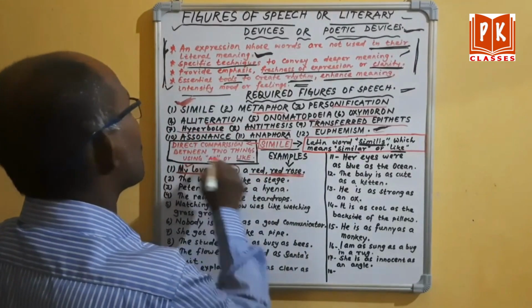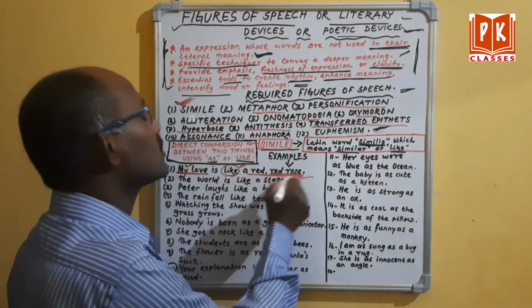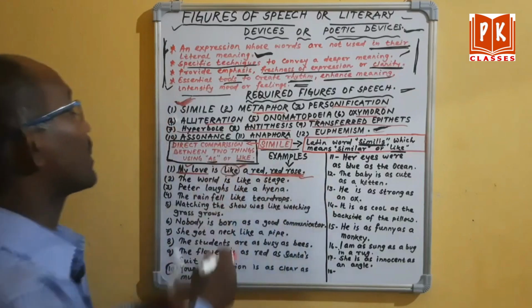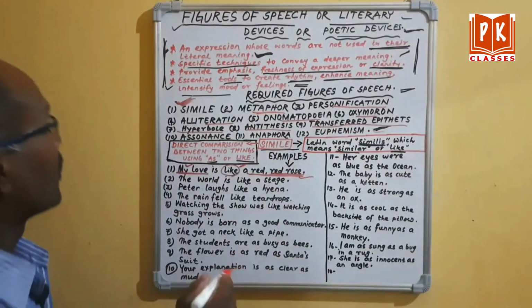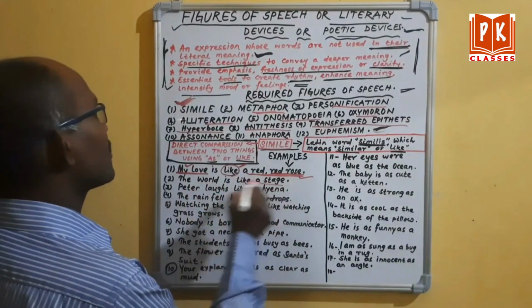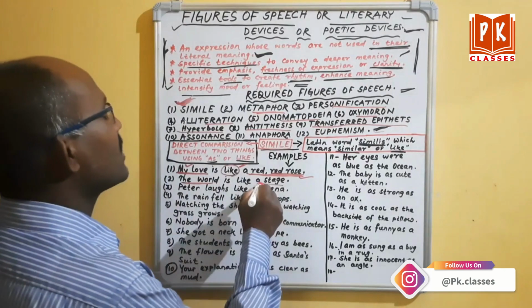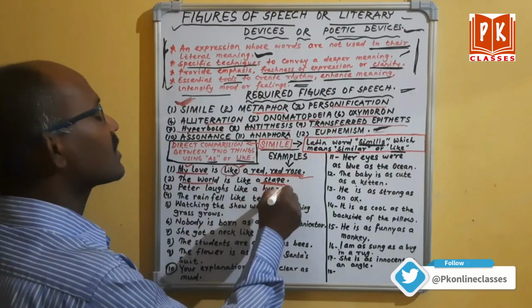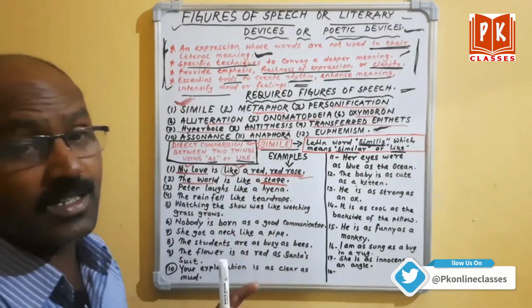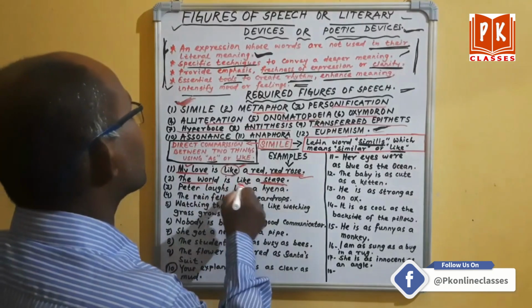My love is compared with a red rose, and here "like" is used. So "red rose", you can say it is a simile. It is a direct comparison. My love is compared with a red rose. Then, the world is like a stage. The world is one kind of object, and a stage is another kind of object. The world is compared with a stage. Then the world is not a stage. The world is compared with a stage. That means the world is like a stage.